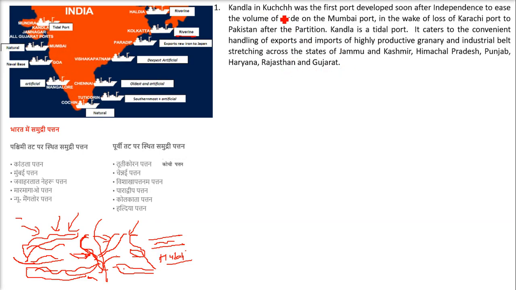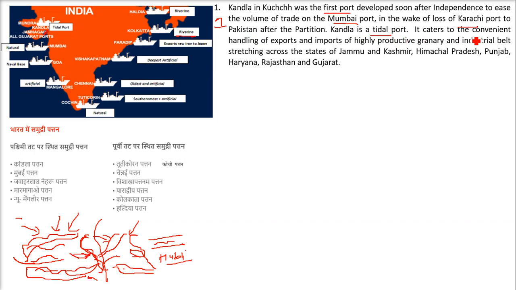So Kandla is in Kutch. This is the Kutch. So Kandla in Kutch was the first port. Please understand, it is the first port developed after independence. Why? Because Mumbai port was full, as a lot of trade was going on at Mumbai port. So we needed to ease out Mumbai port, because we had already lost Karachi port after partition to Pakistan. So that is how Kandla came into being.